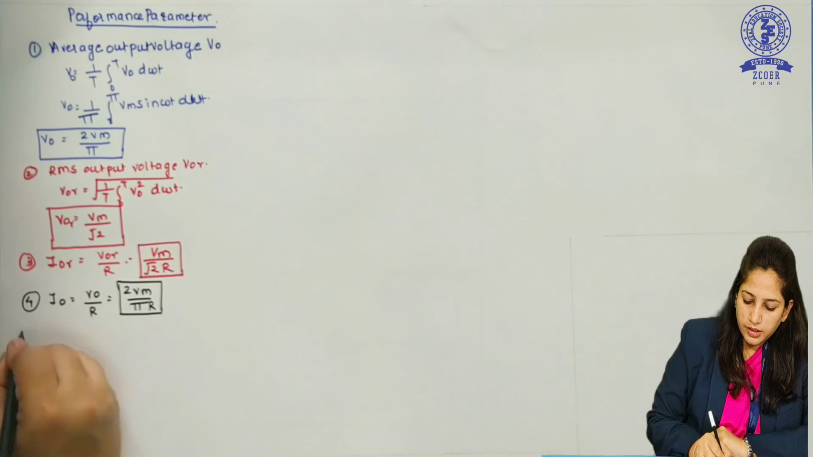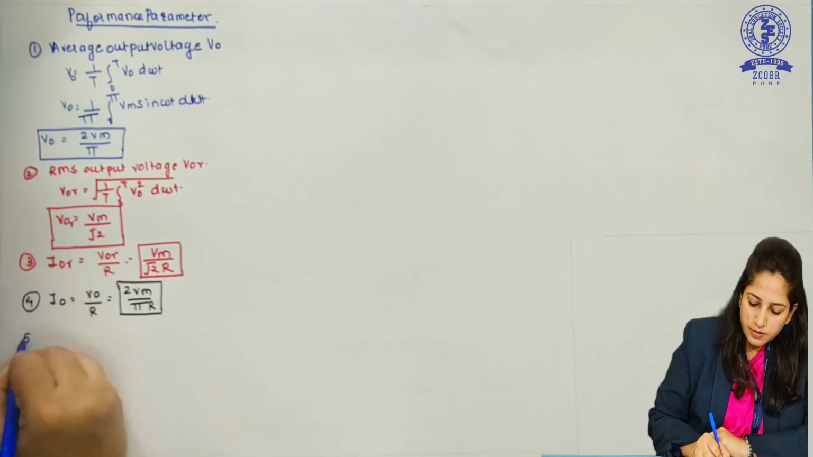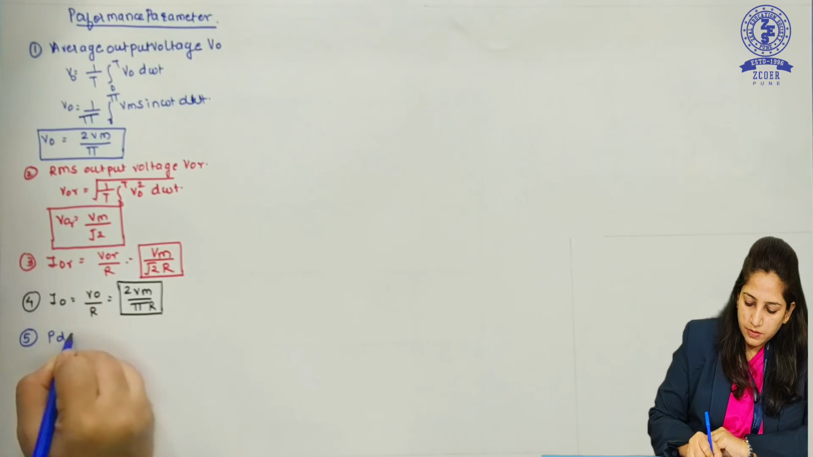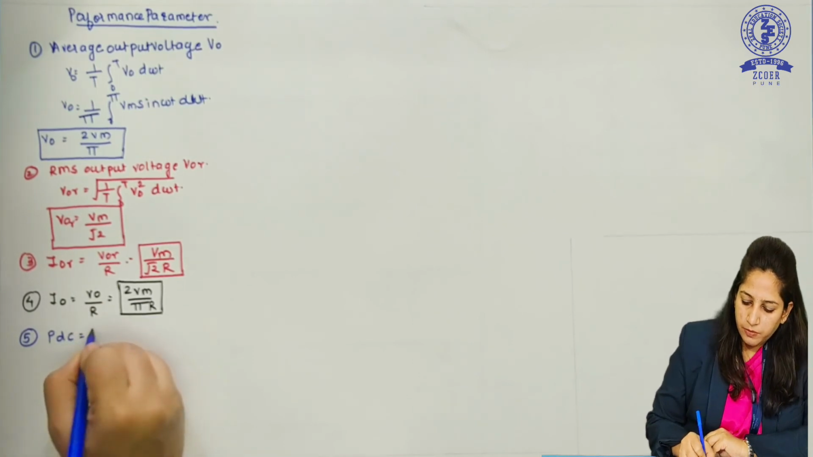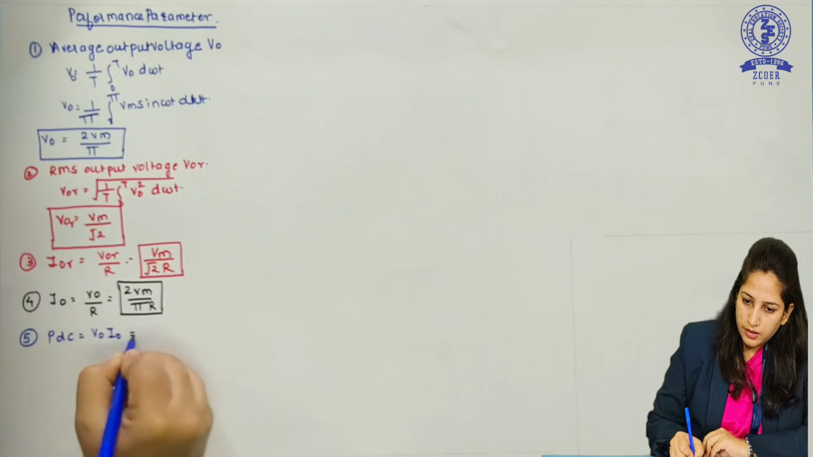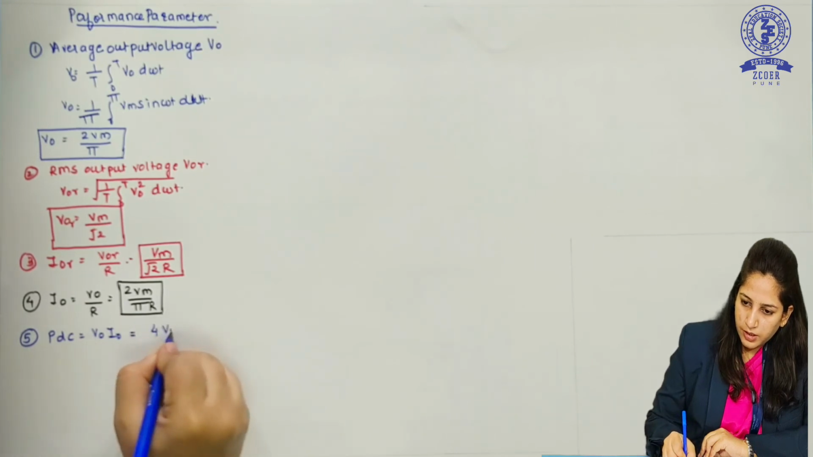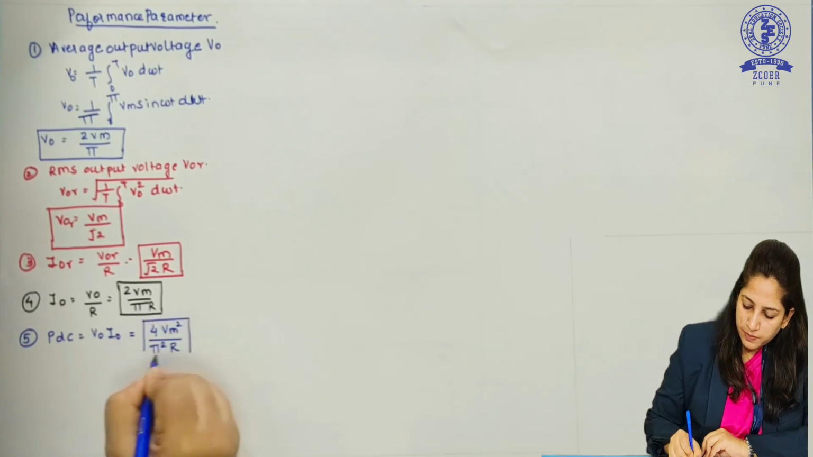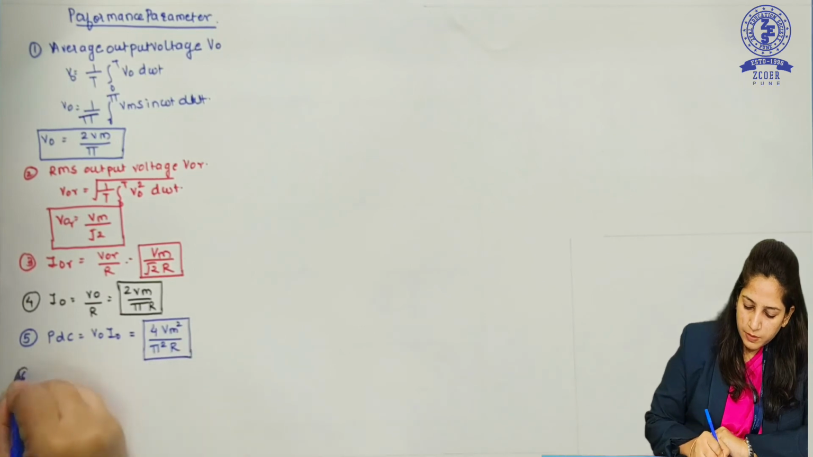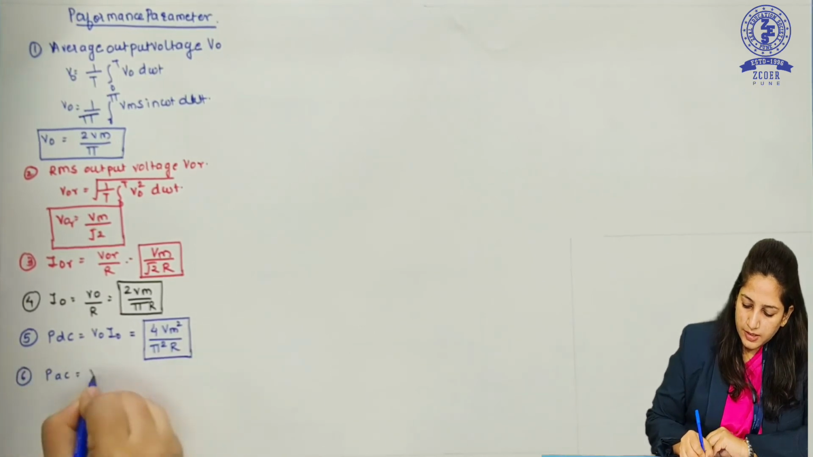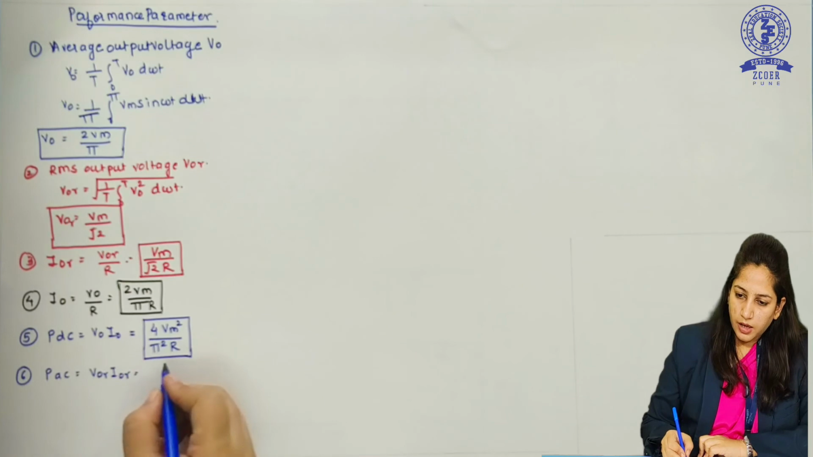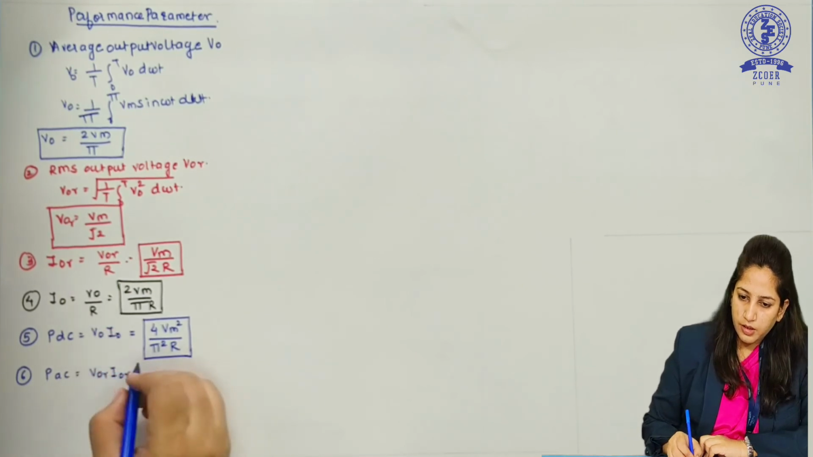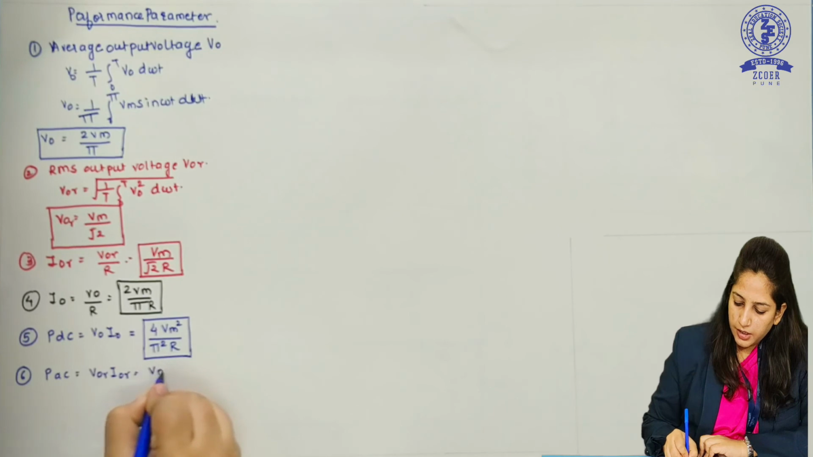Again, fifth is PDC. PDC will be VO into IO, and that will be equal to 4 Vm square upon pi square into R. Then sixth is PAC. PAC is VOR into IOR, the product of RMS voltage and RMS current. You may put these values and derive. I will write directly the value Vm square upon 2R.